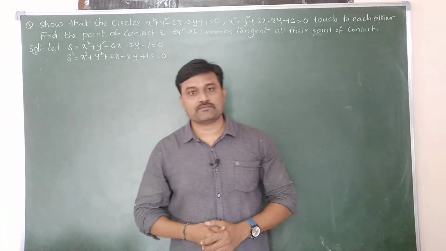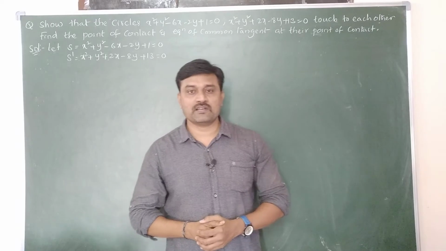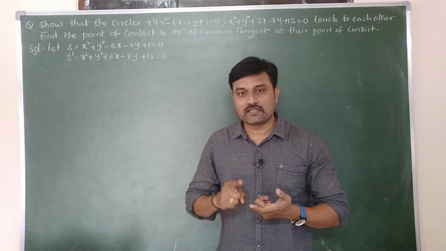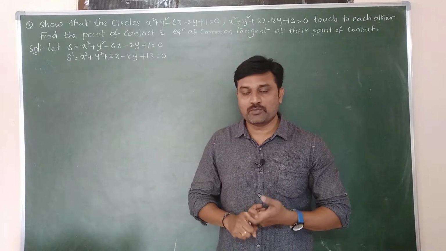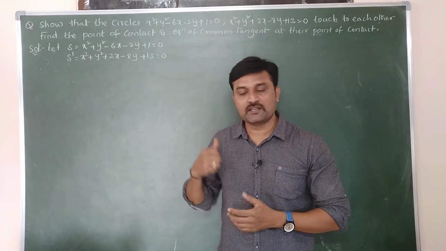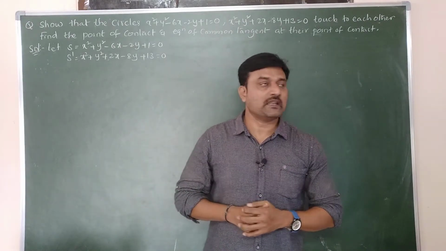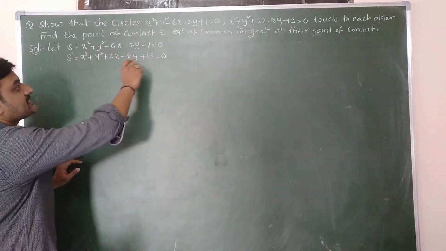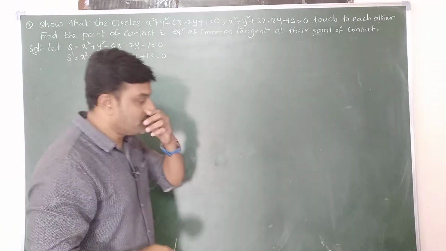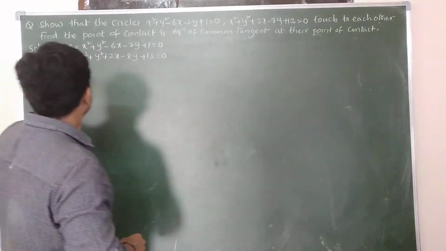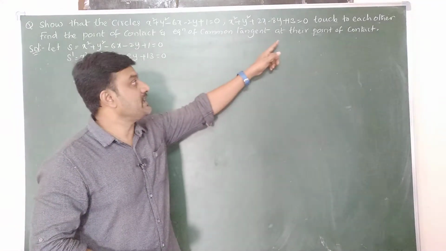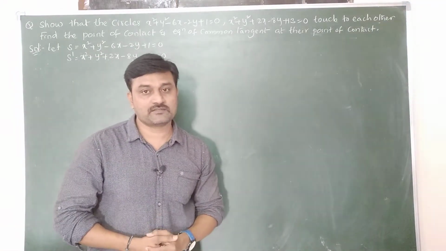Today's topic is, as we already discussed, the positions of circles and their common tangents. By using that information we can solve long answer type questions like this. Show that the given circles touch each other. Find the point of contact and the equation of the common tangent at their point of contact.